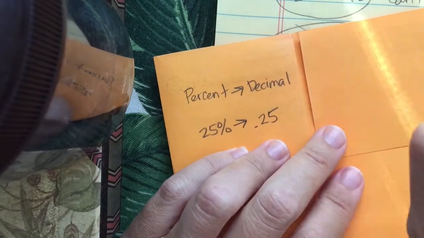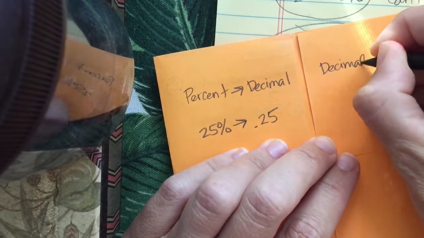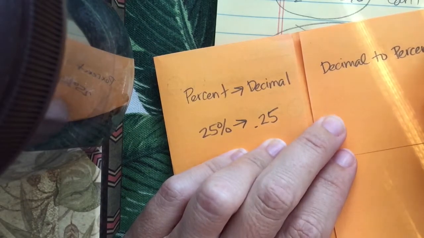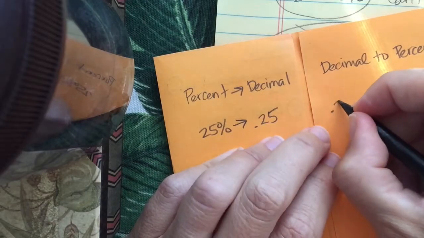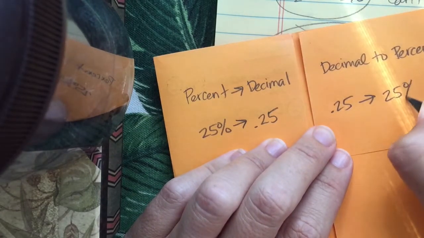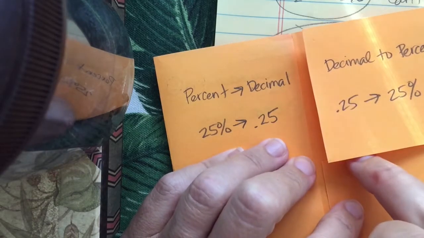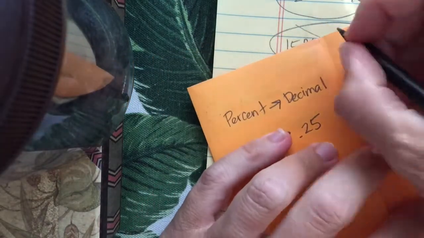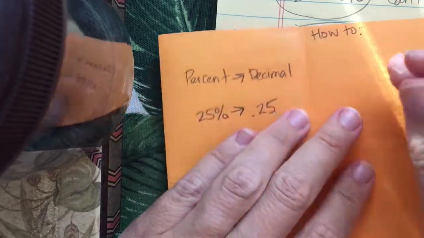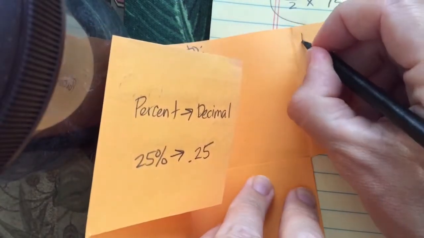We're going to go vice versa. Let's change a decimal to a percent. So if we had 0.25, that would be the same thing as 25%. And I think you can probably see exactly how to do that because it's just the opposite of what we just talked about. So here's the how-to. And oh, sorry, can't see that super well. Here's our examples.